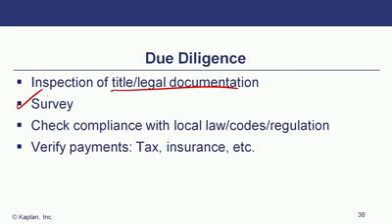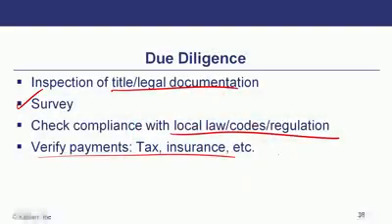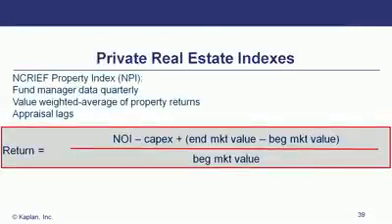And then check for compliance with local laws, codes, regulations. There's plenty of places where they'll change code, and if you own the property, well, you're grandfathered in. But when the ownership changes, it has to be brought up to code. So that can be an issue for a real estate buyer. And then verify the standard payments: what has the insurance actually been, what are the property taxes, have they been paid. Those types of things are going to be part of the due diligence process.